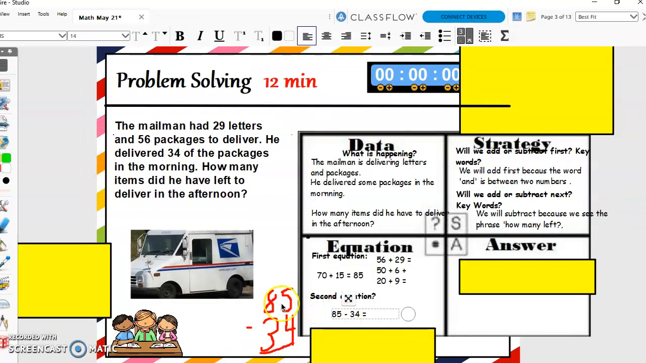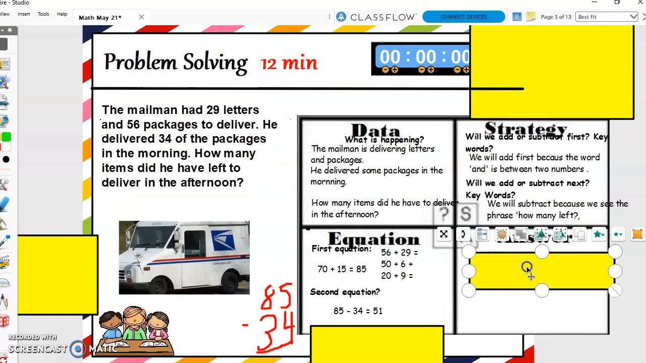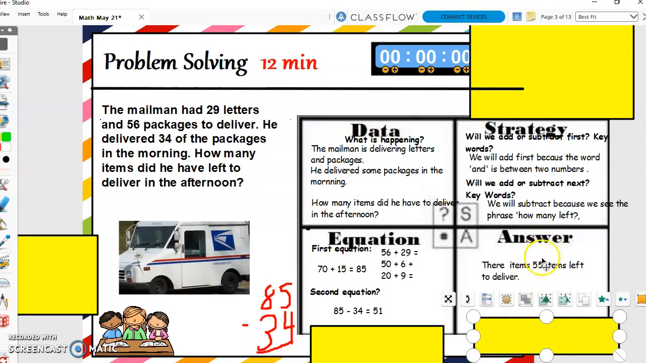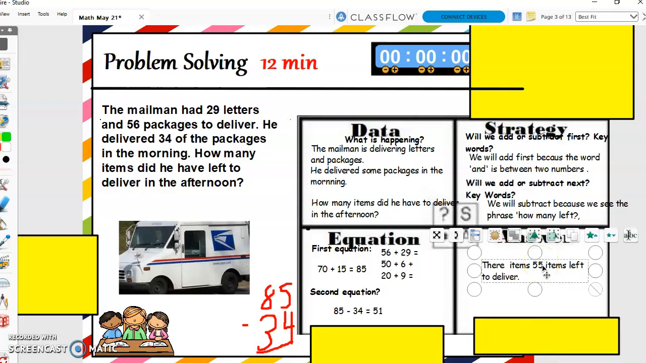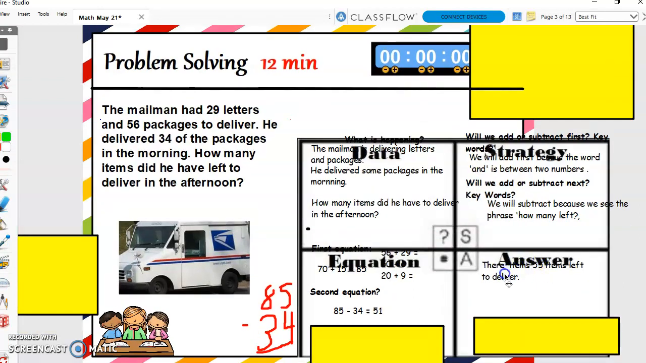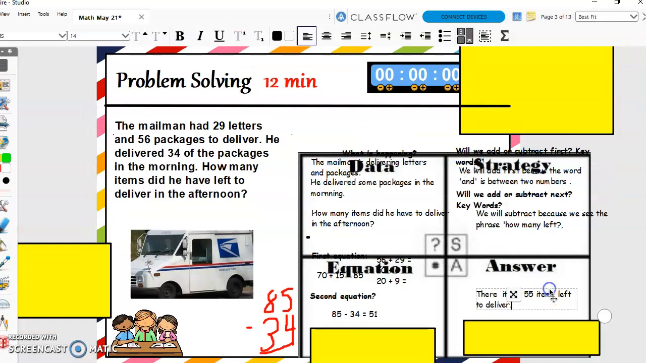Okay, so 5 minus 4 is going to equal 1, and 8 minus 3 is going to equal 5, so that's 51. And I think I put the wrong number in here. Yeah, 51. I put 55 because I think I put the wrong number in a minute ago. So we'll just change it because that's what we do when we make a mistake. We just go through and we change it. So he still has 51 items left to deliver. That's one way we could do it. There's another way we could do it, and we'll talk about that later.